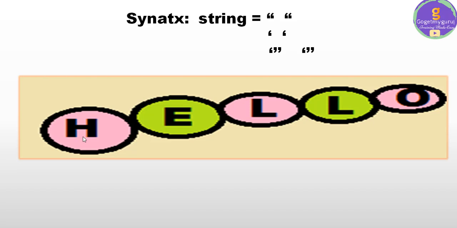So what is the syntax? You can see here, the syntax for creating a string is: you give a variable name, and then the string can be enclosed in double quotes, single quotes, or triple quotes. Triple quotes are mostly used for multiple-line strings. Now we have understood what a string is and the syntax of a string. Now let's get ready for coding in VS Code using strings.